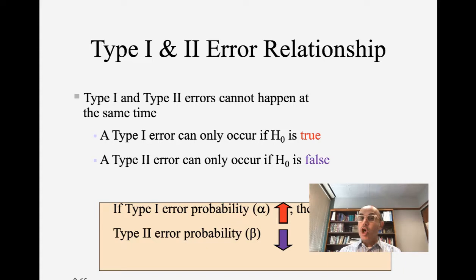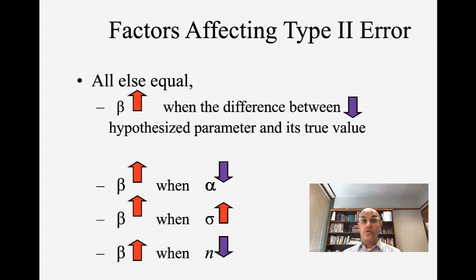I also need to talk about the relationship between type 1 and type 2 error. They cannot happen at the same time. It can be one or the other, and it cannot happen at the same time. So type 1 error can only occur when the null hypothesis is true, and type 2 error can occur when the null hypothesis is false.